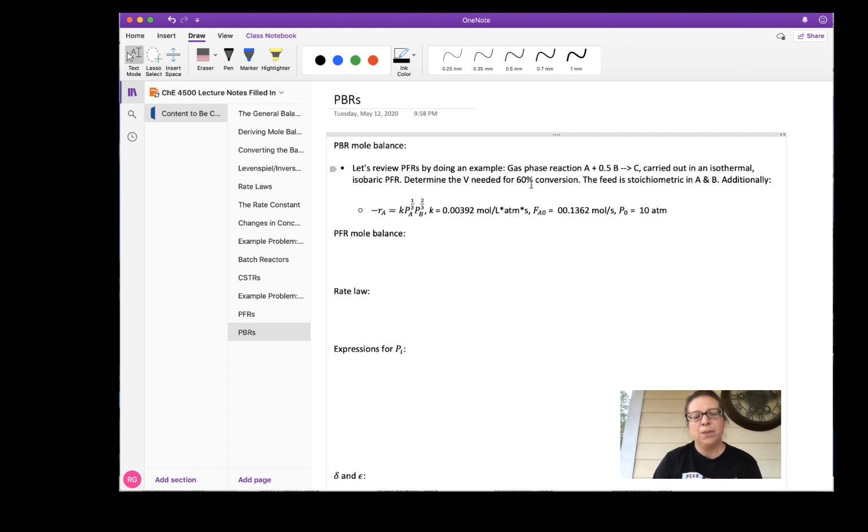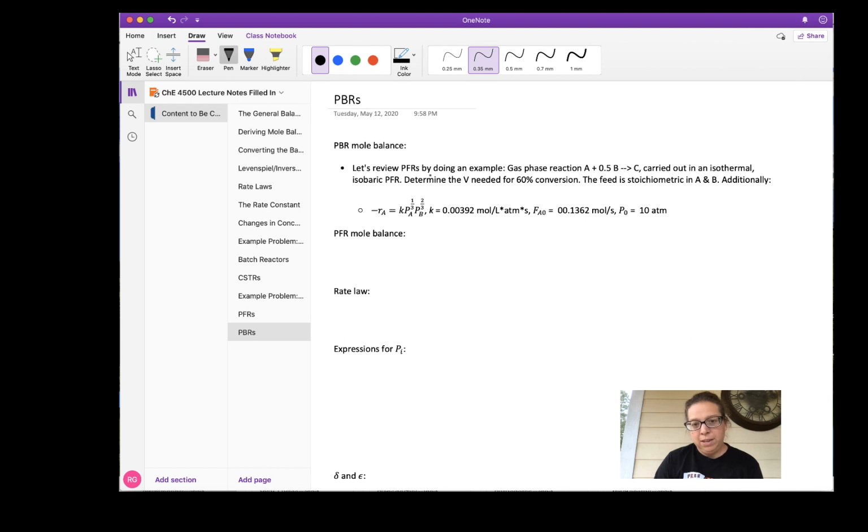pellets in the reactor. If this is a gas phase reaction, the catalyst pellets can cause drag, which can influence the pressure within the reactor. And since pressure influences concentration, the catalyst pellets can influence the concentration and hence the reaction rate and thus the reactor design. So we will see how all of that comes to play in this lecture. So let's start by doing a review.